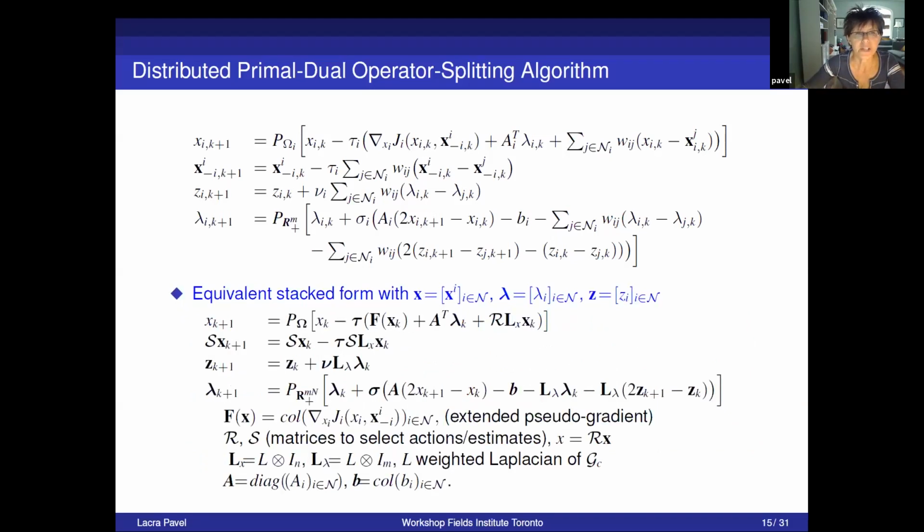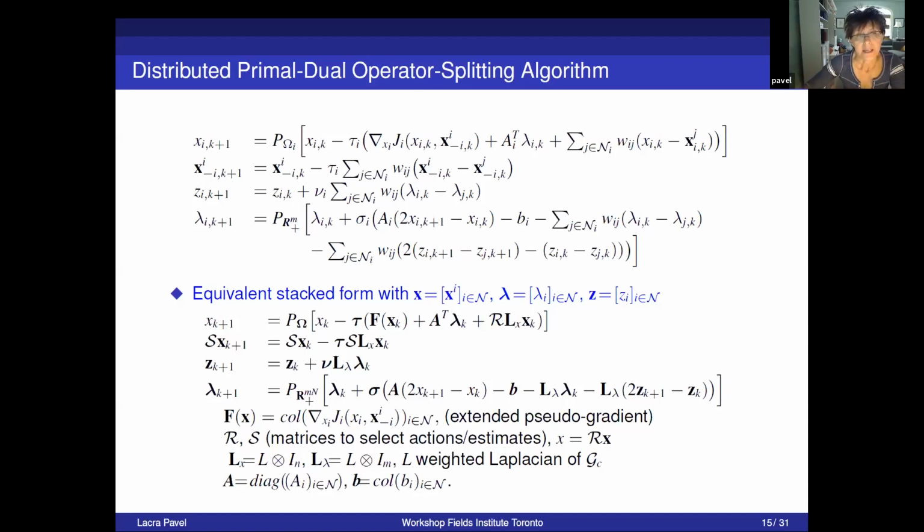So the first step is to put this whole thing in the stacked form that's involving the pseudo gradient. But now this pseudo gradient, you'll notice, involves the estimates. And this is the bold X that you see here. So everything is bold because of that reason. Also, this is involving some augmented or weighted Laplacian, again, because of the duplication, as well as the matrices A and B that are going to be the extension. And you're going to notice that A is just a diagonal and B is just a column vector.